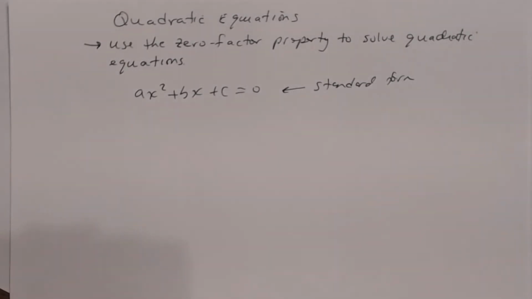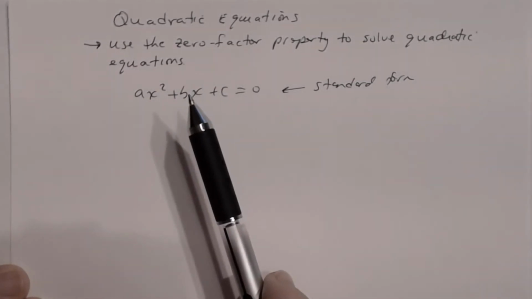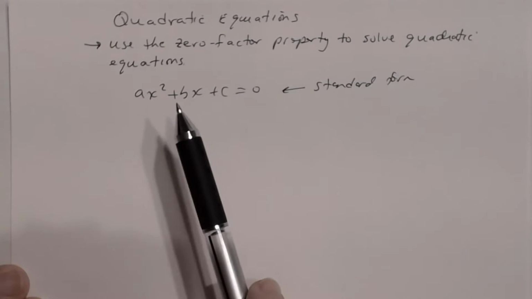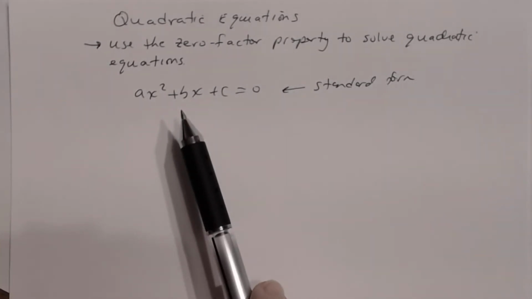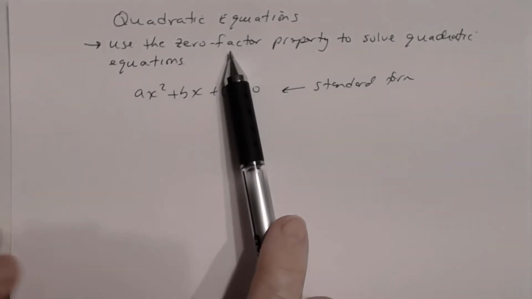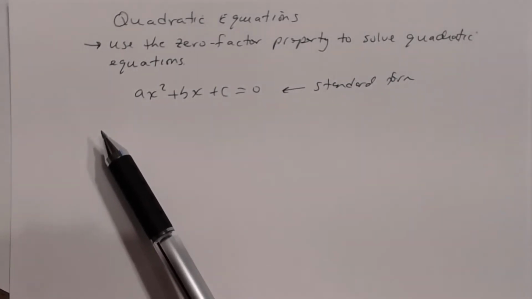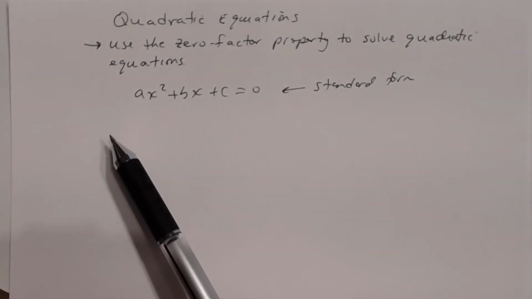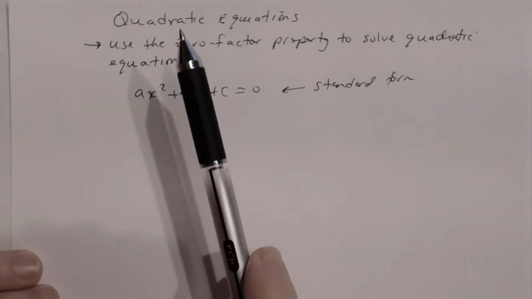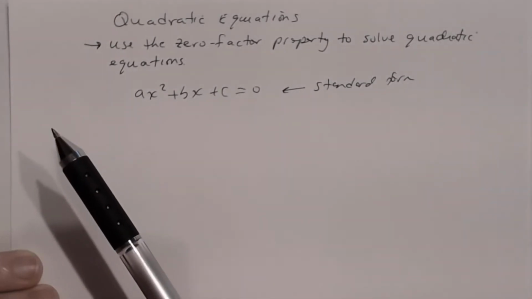So we're going to learn how to solve quadratic equations using the zero factor property. Now the zero factor property involves factoring, and you're going to see this in a little while. But in order to use the zero factor property, the quadratic equation has to be factorable. Not all quadratic equations are factorable. So later on in the course, you're going to learn how to solve those equations using the quadratic formula. But for right now, our focus is on solving quadratic equations that are factorable using the zero factor property.